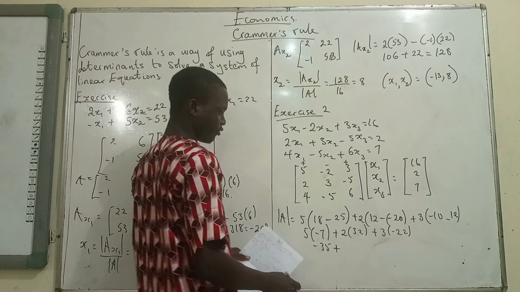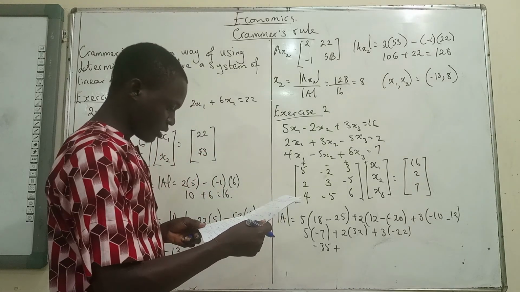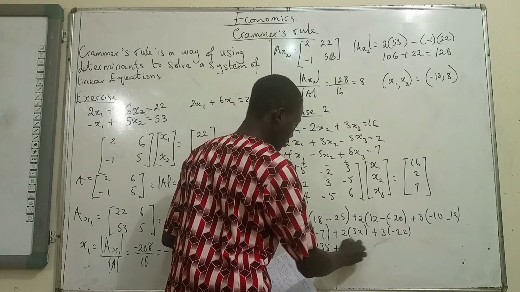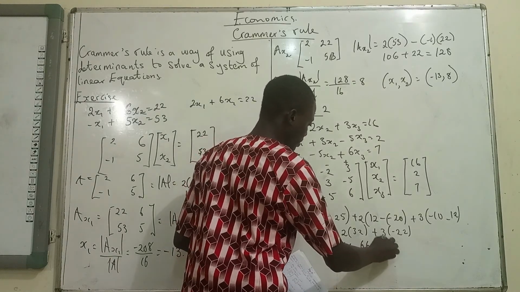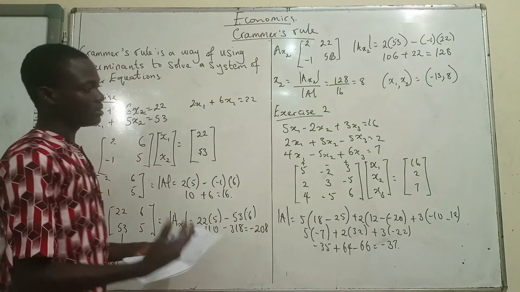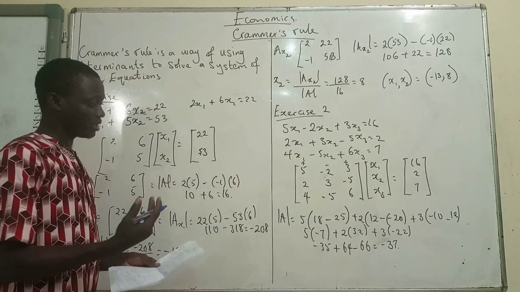Is that 64? So let me check because okay, 64 minus 66, and everything gives us -37. So that's the determinant of A. So we have to look for determinant of AX1, AX2, and AX3.